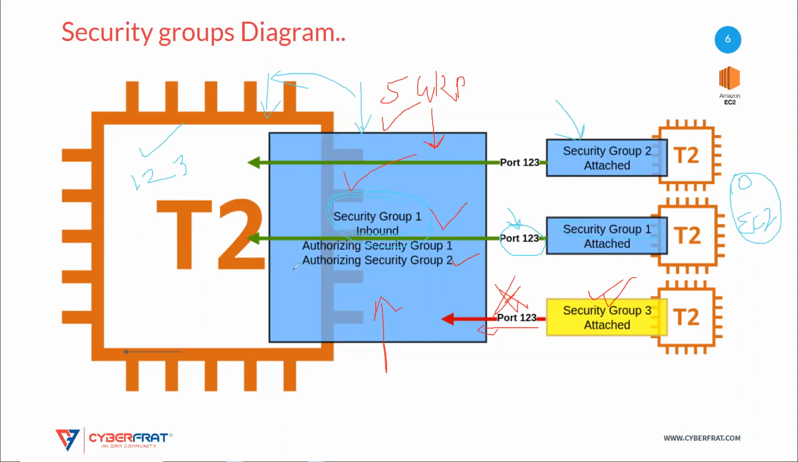So let's say that this blue security group is attached to 10 more EC2 instances here.